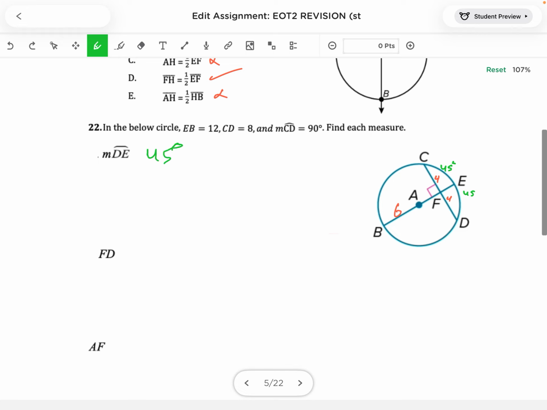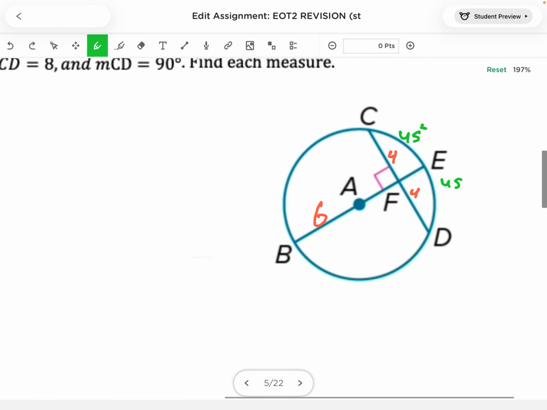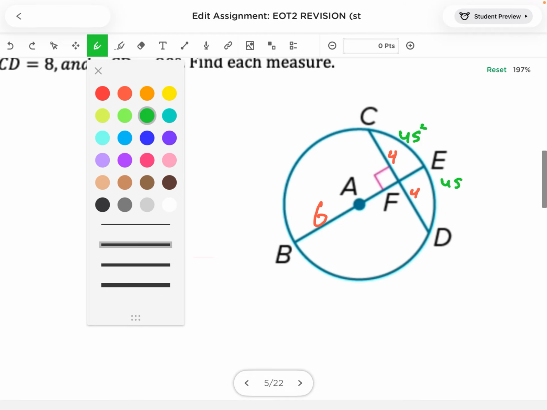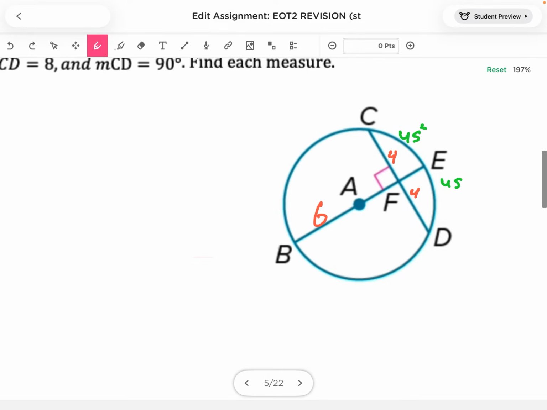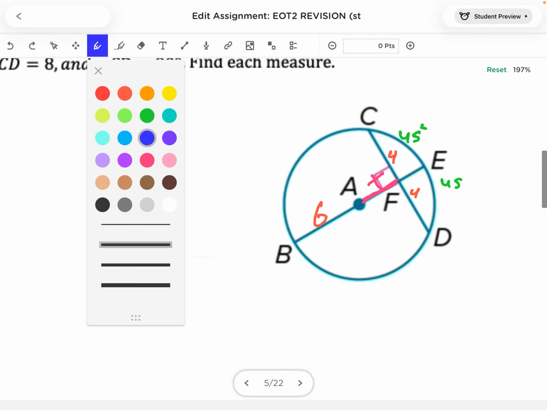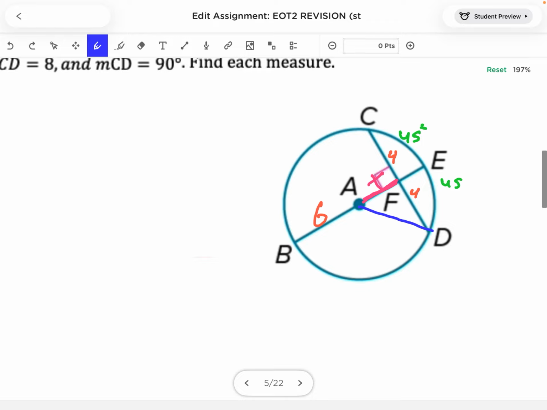They need FD, the chord FD, 4. They need AF. This is similar to the thing that we did in class. They need this, let us call it x. And we have a segment here that measures the radius, 6. So we apply the Pythagorean theorem. C squared equals A squared plus B squared.